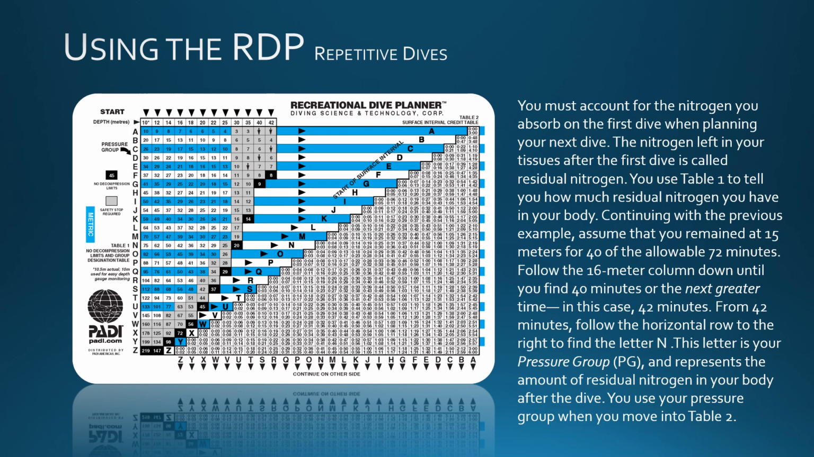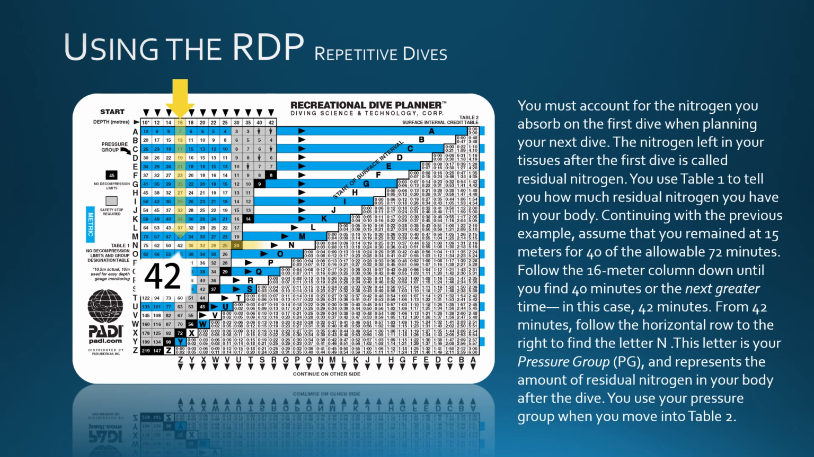We need to account for the amount of nitrogen that's in our bodies after the dive, and Table 1 will do just that. Follow the 16-meter column until you find 40 or higher. There's no 40, so we stop at 42. That's 42 minutes. Now, follow the row to the right until you come to a letter.